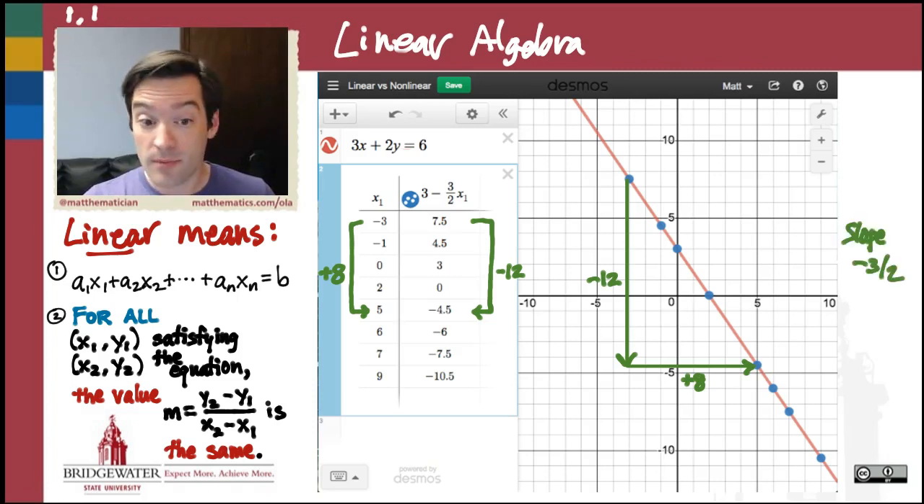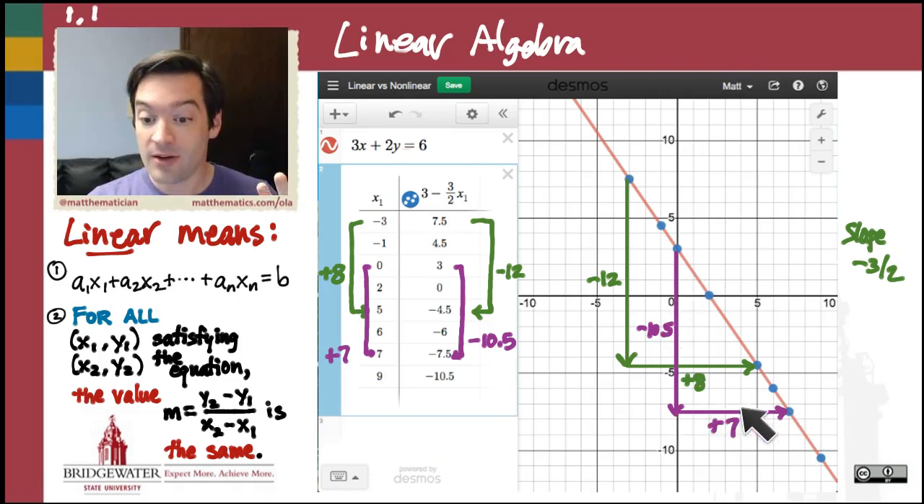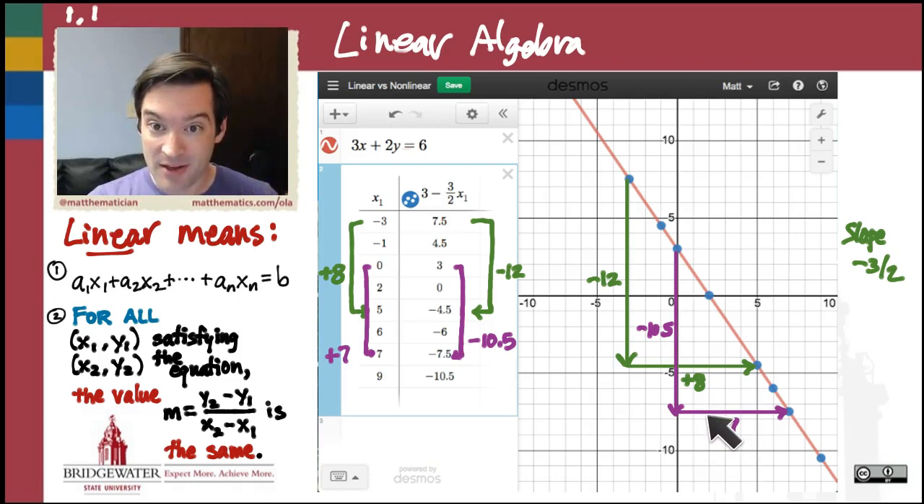So what if I pick a different pair of points? Let's say I pick (0, 3) and (7, -7.5). Then the rise between these 2 points, -7.5 minus 3, is -10.5. So I'm going down by 10.5 on the graph. And the run, 7 minus 0, is +7. So I'm going to the right by 7. And the slope joining this pair of points is going to be this rise, -10.5, divided by that run, +7. And when I divide those out, I also get -3/2. And again, we could continue doing this all weekend by choosing different pairs of points, computing the slope, finding out that we get -3/2 every single time.